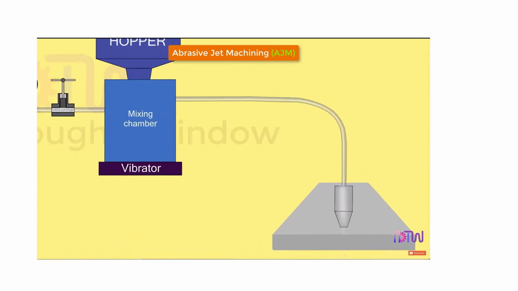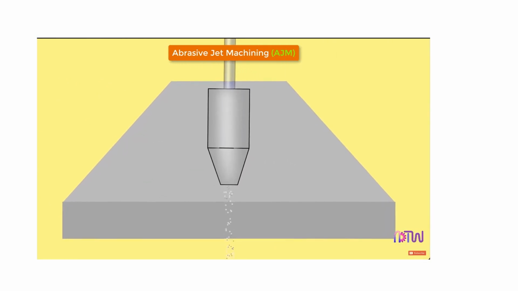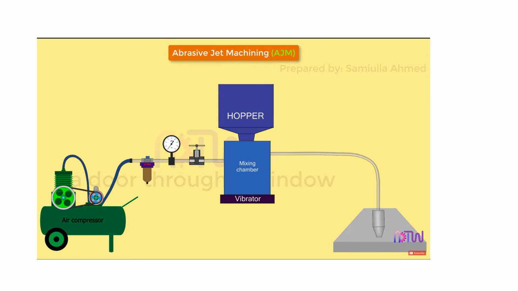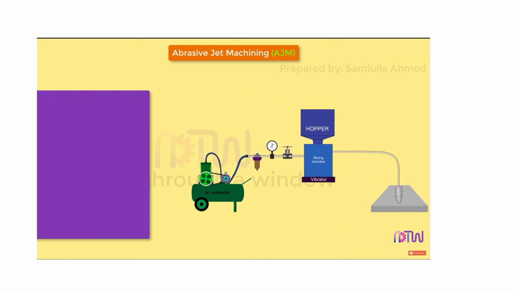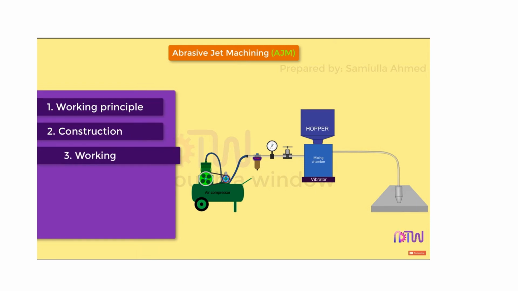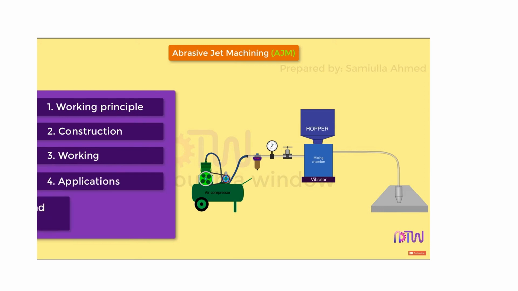The process makes use of an abrasive jet with high velocity to remove material and provide a smooth surface finish to hard metallic workpieces. It is similar to the water jet machining process. To understand the abrasive machining process fully, watch this video till the end. This video will cover the following about the abrasive jet machining process: 1. Working principle. 2. Construction. 3. Working. 4. Applications. 5. Advantages and disadvantages.